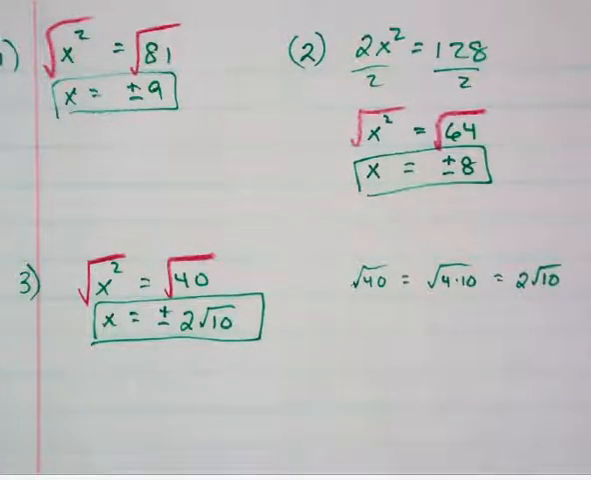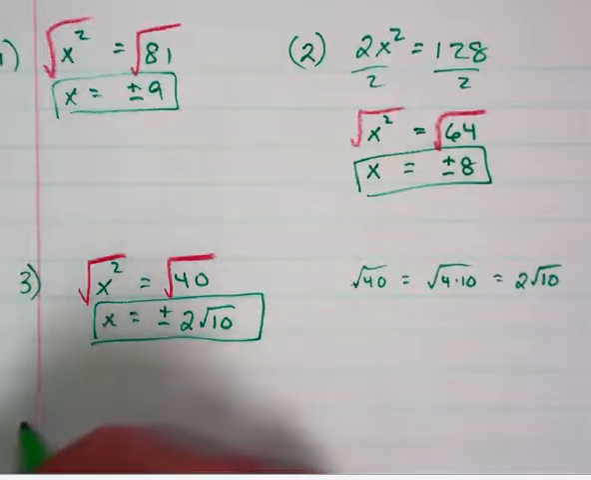That, by the way, could not have been done by difference of perfect squares because 40 is not a perfect square. But I would like you to check something out. If you go to your calculator and do 2 times the square root of 10, and then multiply that by 2 times the square root of 10, you should get 40. Try the same thing with the negative version, and again, it should work out.